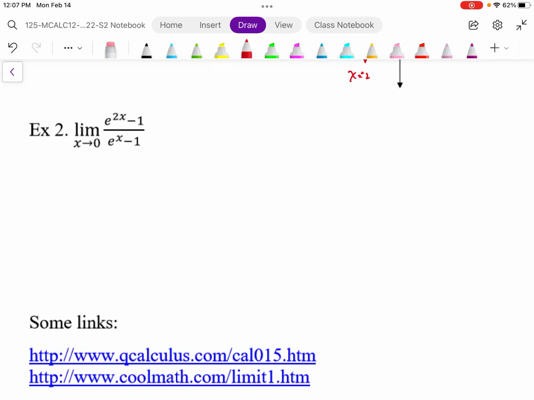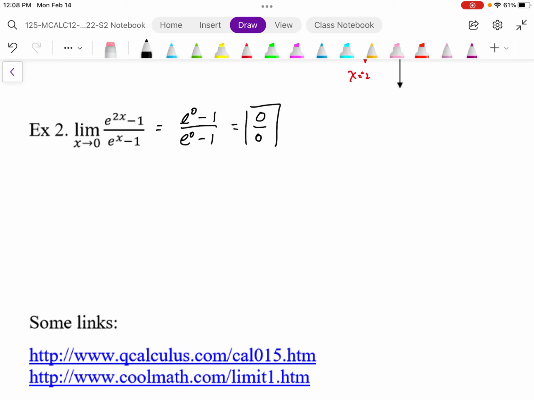So now we are starting to get into this idea of dealing with limits algebraically. Here we've been given this expression, and when I evaluate my limit and plug in 0, I get e to the 0 minus 1 over e to the 0 minus 1, and I end up with 0 divided by 0.